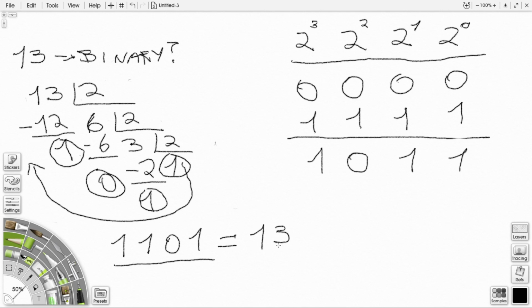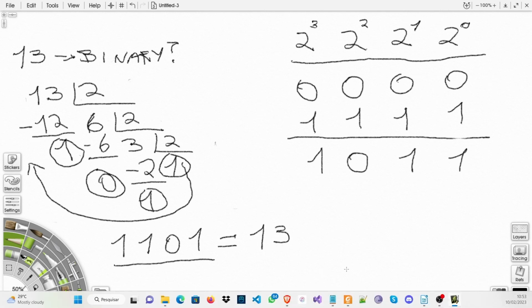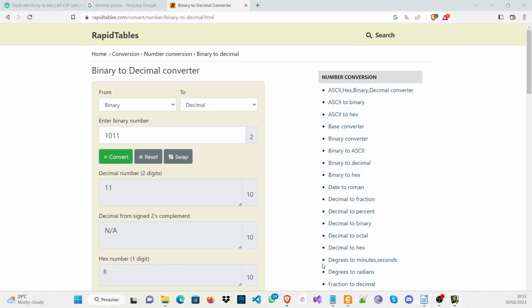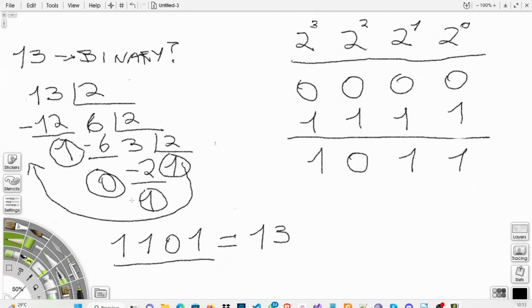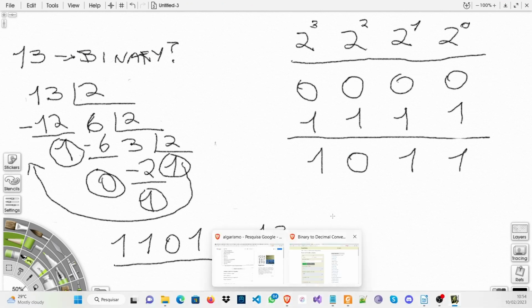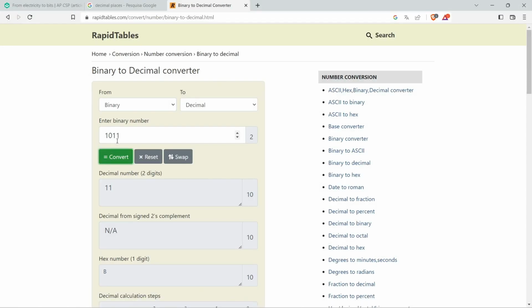So this is the number 13 in binary. And just to confirm, you can go to a calculator and see if it is indeed the number 13. You can Google binary to decimal calculator. 1101. Let's see if it is 13. Yes, it is the number 13. 1101 is the number 13.